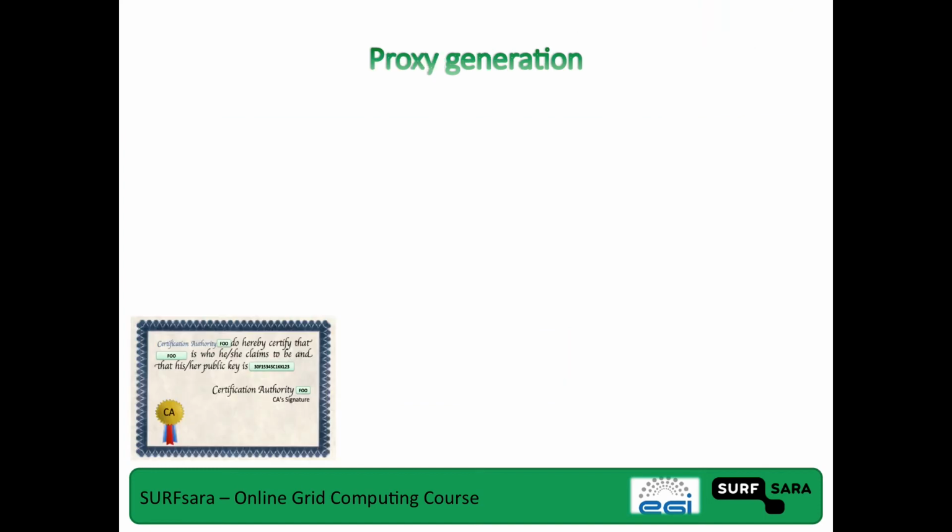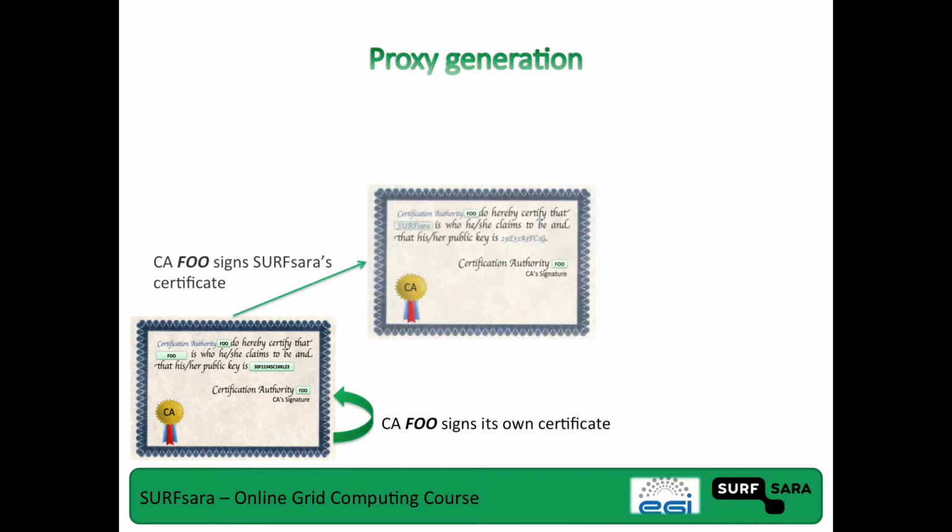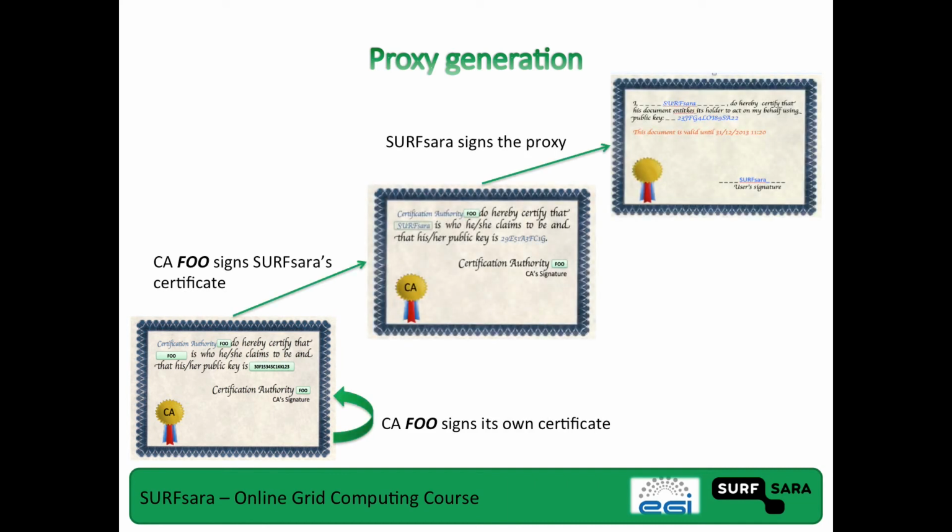So, let's take a look at how proxy generation works. The certificate of the CA is self-signed and can be used to sign user certificates. In turn, the user certificate, which has a password, generates and signs a temporary certificate called a proxy. The proxy is used for the actual authentication to grid services and does not need a password. Thus, we don't need our personal certificate and key to authenticate ourselves to the grid.